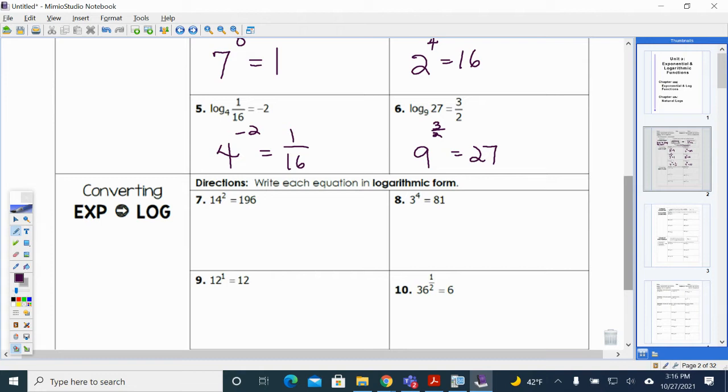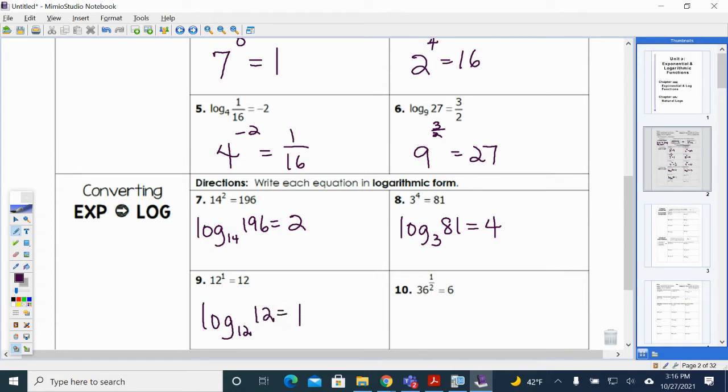The next section is write each equation in log form. So now we're going to go from exponent form back to log. The base on the exponent is 14, so the base on the log is 14. So log base 14 of 196 is equal to, the exponent is always the answer to the log. Again, number 8, log base 3 of 81 equals the exponent. Number 9, log base 12 of 12 equals the exponent.